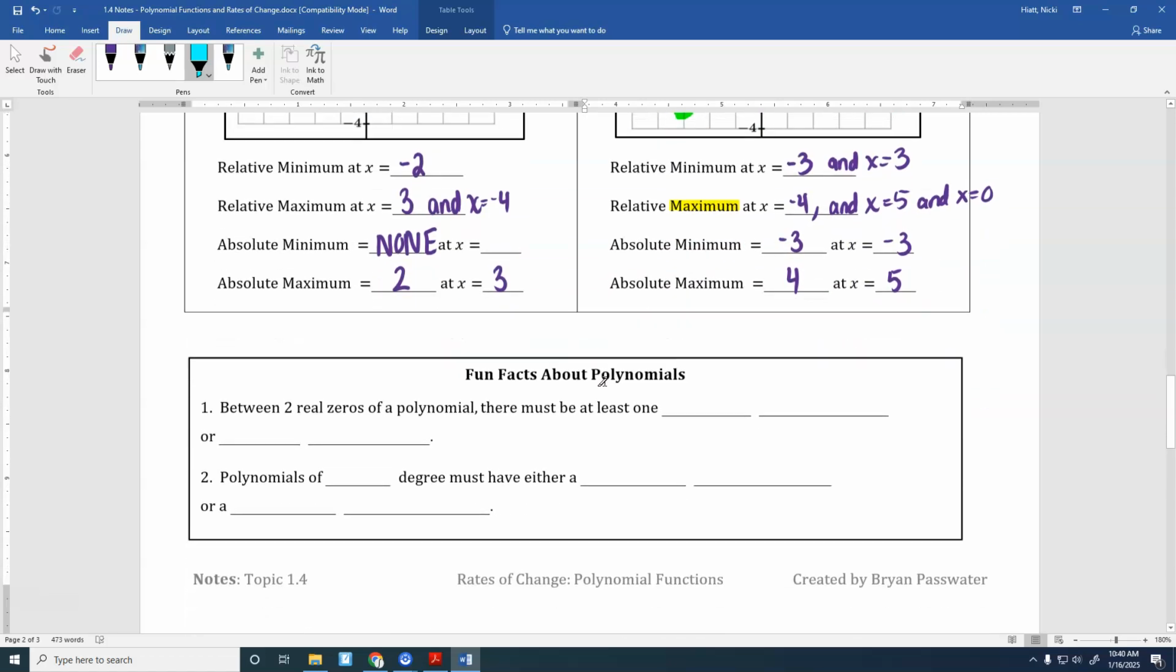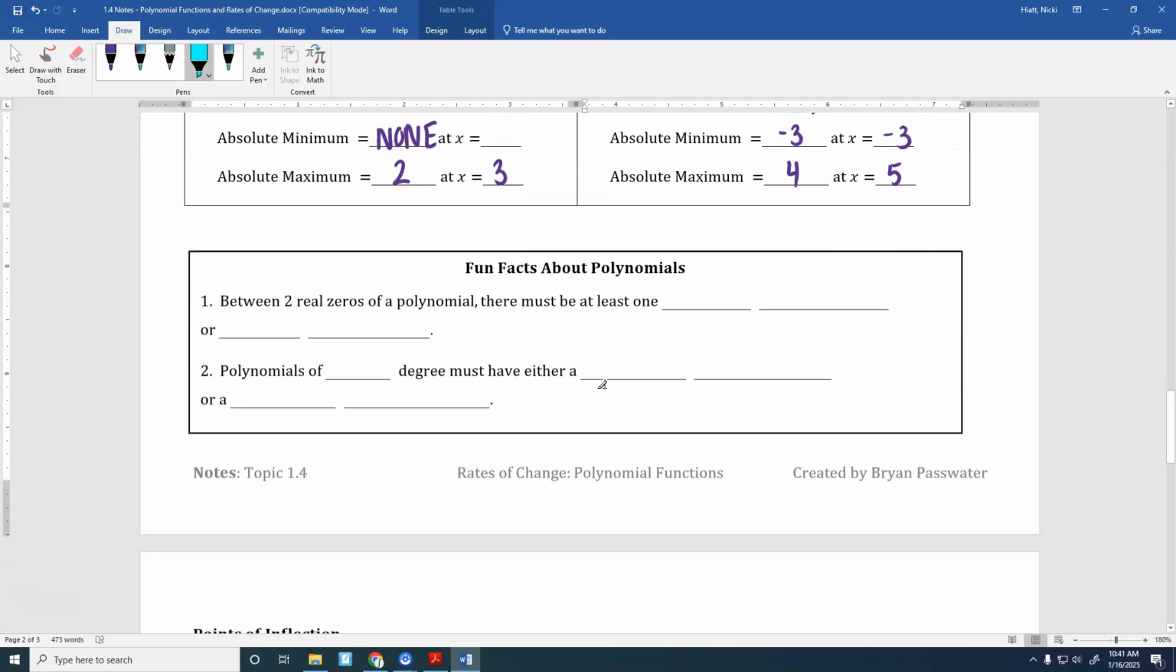All right, so some fun facts about polynomials that we need to know. Number 1 says between two real zeros of a polynomial. What is a zero of a polynomial? That is an x-intercept.